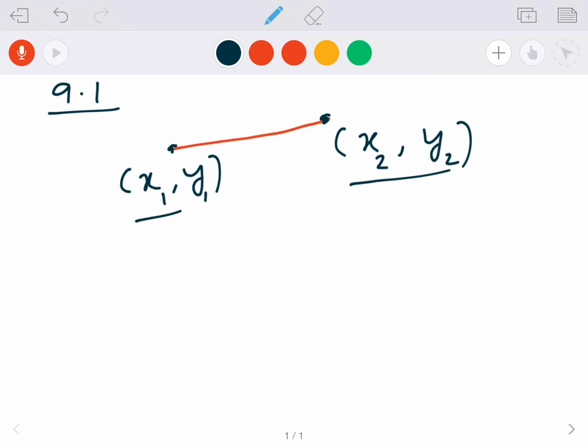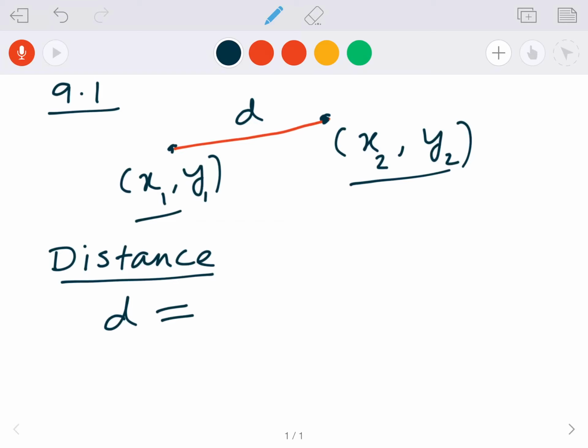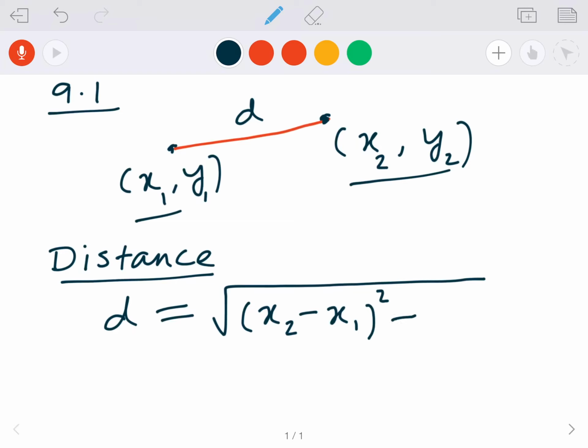Okay, so now there is a formula to do this. Let's say the distance is d. The formula is d equals the square root of x2 minus x1 squared plus y2 minus y1 squared.